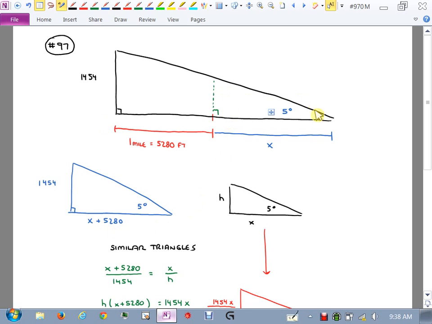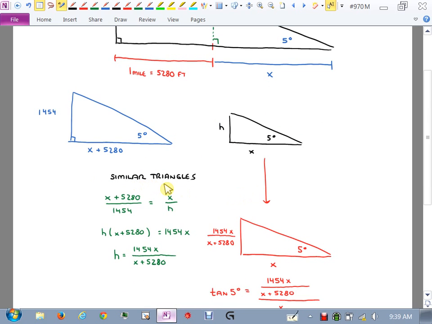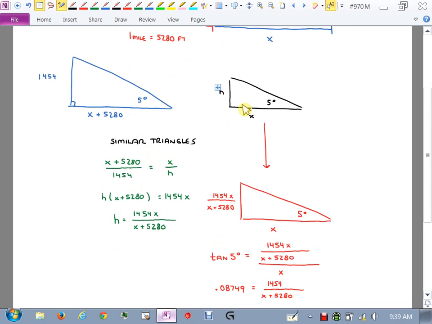Then the smaller triangle has an angle of 5 still. This side is x. This side, I don't know how high that is, so I'm going to call it h. Now, there's a property of similar triangles that says that if you have similar triangles, meaning that you have all the angles match up.